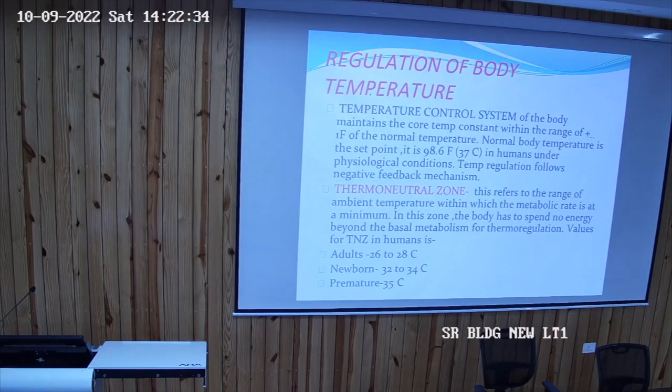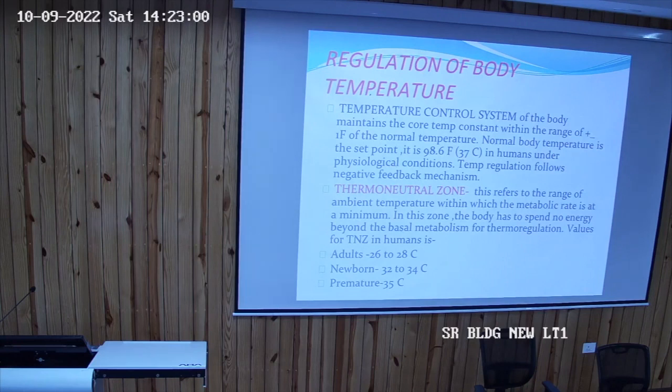This means when the core temperature is increasing or when the core temperature is decreasing, there is automatic correction and the balance has to be maintained. If there is an increase in the core temperature, it is not a vicious cycle in which the body will try to increase the temperature further. That would be a positive feedback. Okay, this is a negative feedback mechanism.